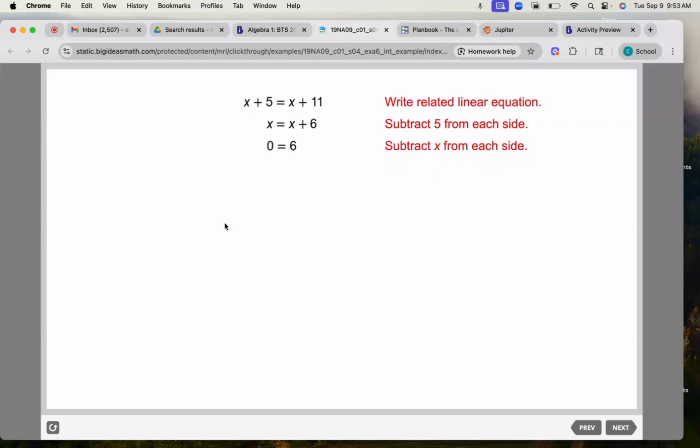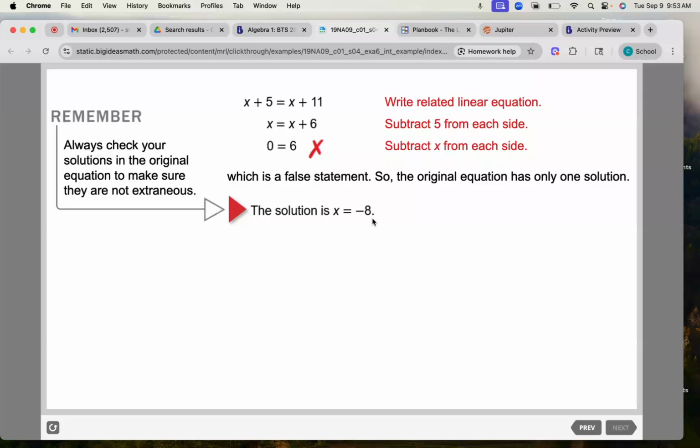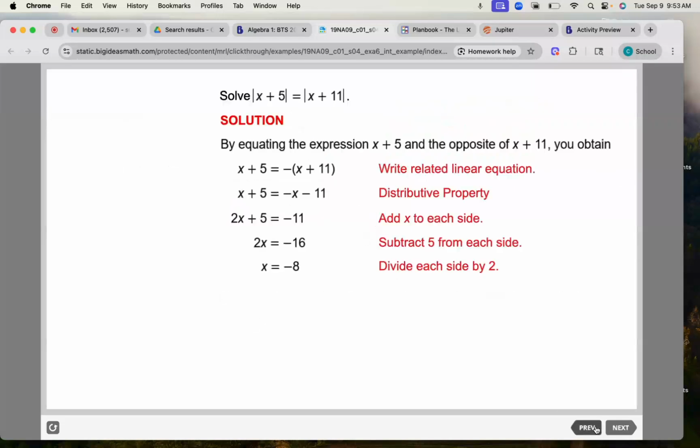So you just plug it back in. So I'm going to go back over here and look at it. So if I plug in negative 8 up here, what's negative 8 plus 5? Negative 3. Which then it would be absolute value of that, so it would be 3. And what's negative 8 plus 11? Negative 8 plus 11 is 3. So does 3 equal 3? Yeah. So in this case, the negative answer is correct. So this is why you check it.